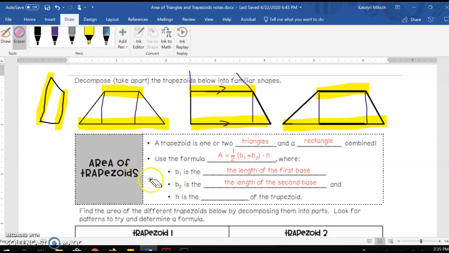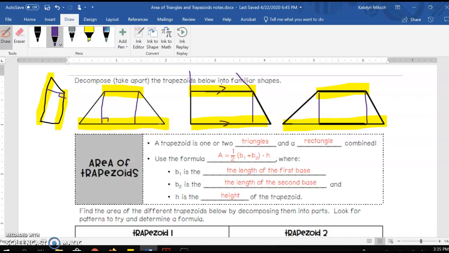And then the height is the height of the trapezoid. From top to bottom, it should make a perpendicular line with the base. So this would be the height. These lines would both represent height, and my lines are kind of crooked, but let's pretend they're straight. Those would represent height as well. And if we have a turned trapezoid, the height would go from one parallel side to another, making a 90-degree angle with those sides, or being perpendicular to those sides.